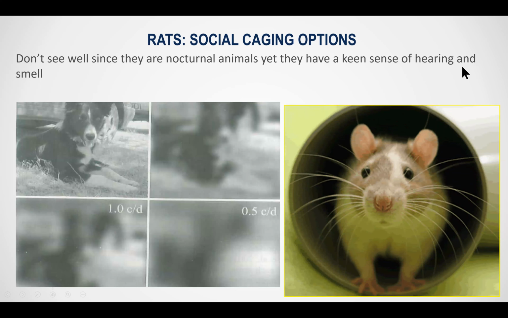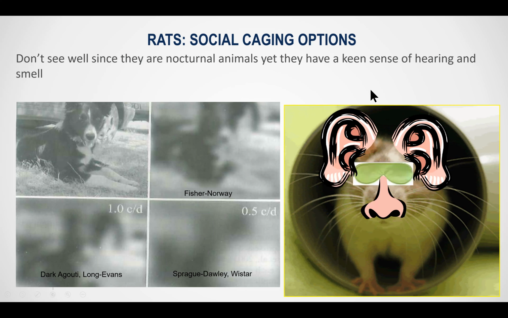They don't see well, okay? So if you think about this, what you're looking at here is, for the rat, they have a very good sense of smell, very poor vision, very good hearing, okay? On the left side is a picture of a dog, but this is the way each one of these strains or stocks of rats would actually see that dog. So they have to rely more on that sense of smell and on the hearing to be able to get away from a predator.